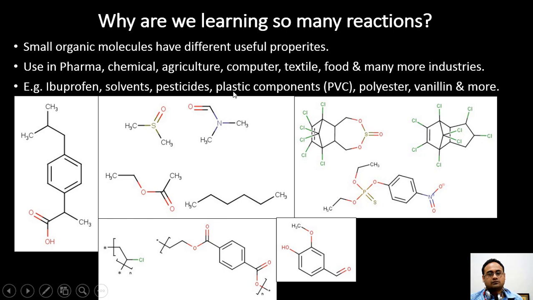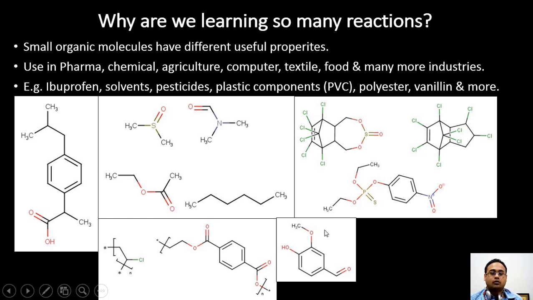Then there are plastics that we come across in our everyday life, like polyvinyl chloride, made from small organic molecules. Some polyester-like compounds are also made by polymerization reactions, some of which we will study in another unit on polymers. Polymers are also derived from small organic molecules and are widely used in textile and other industries.